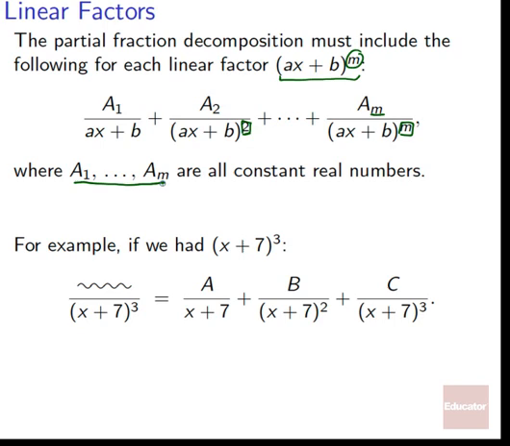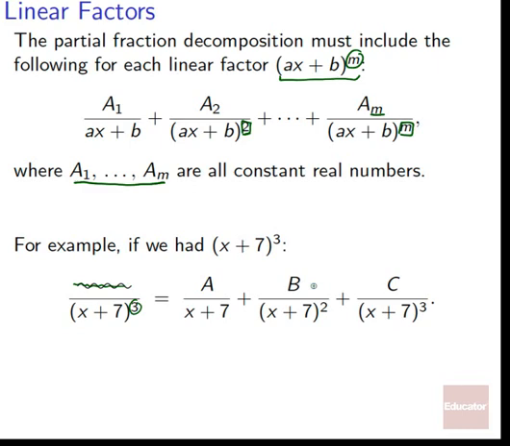For example, if we had (x plus 7) cubed, then we've got some stuff up top. We don't really care what the stuff is right now because we just want to see how it will break out. We'll deal with the stuff later. So if we have stuff over (x plus 7) cubed, then it's going to break into 3 of these because of this cube. So we'll have A over x plus 7, plus B over (x plus 7) squared, plus C over (x plus 7) cubed. We can switch into just using letters in general because we know that each one of these capital letters just means some constant real number. We'll figure them out later.